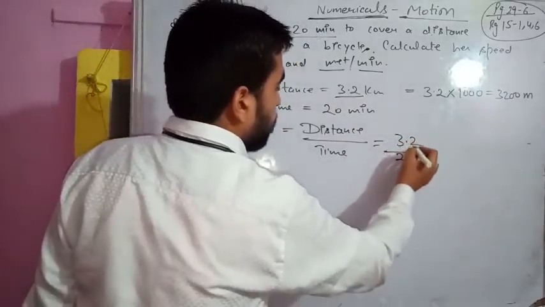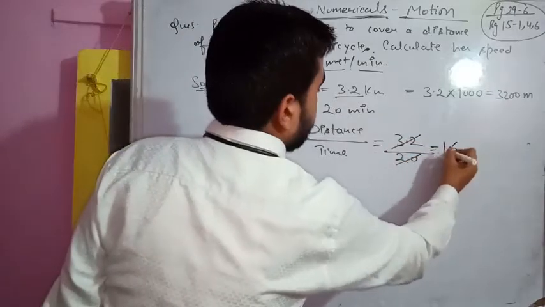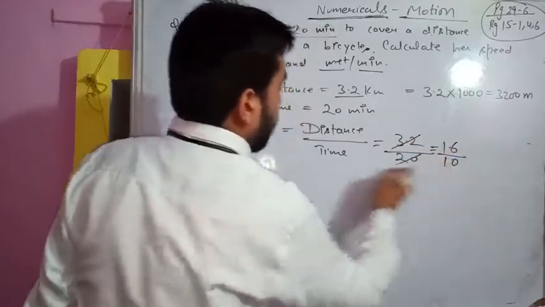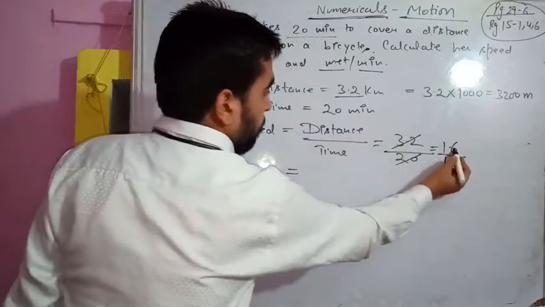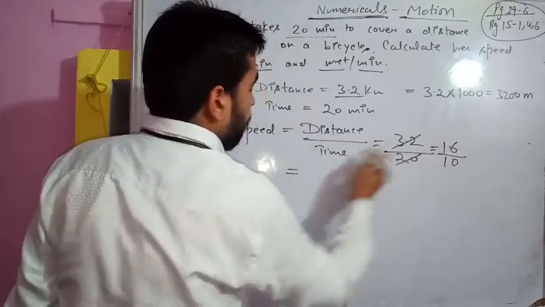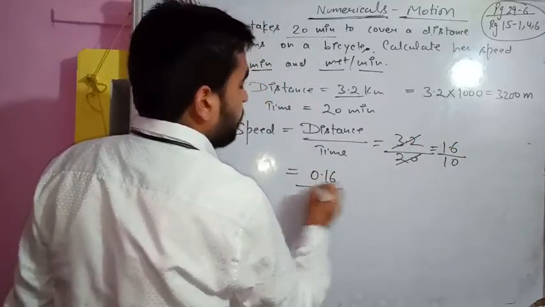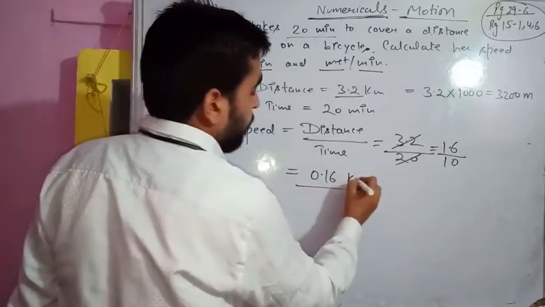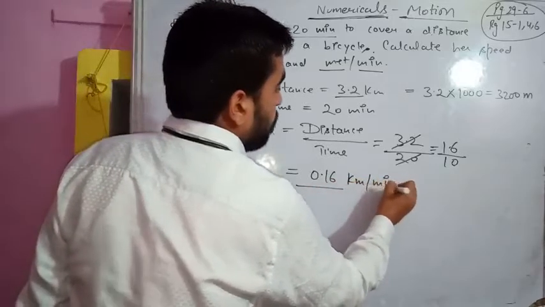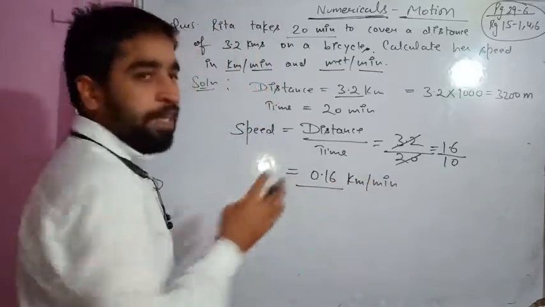So how to solve this? This will be 1.6 if we divide it by 2, upon 10. So this will be 1.6 upon 10. The point will be shifted, so this will be 0.16 kilometer per minute. So this is when we have solved for kilometer per minute.